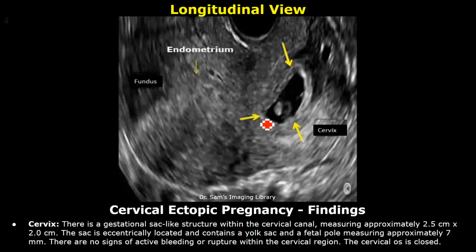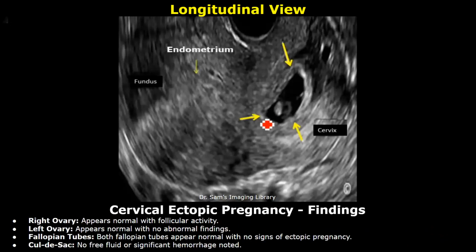Cervix: there is a gestational sac-like structure within the cervical canal, measuring approximately 2.5 x 2 centimeters. The sac is eccentrically located and contains a yolk sac and a fetal pole measuring approximately 7 millimeters. There are no signs of active bleeding or rupture within the cervical region. The cervical os is closed.